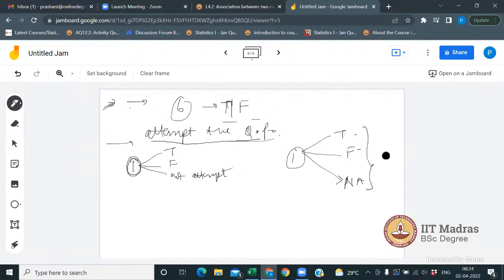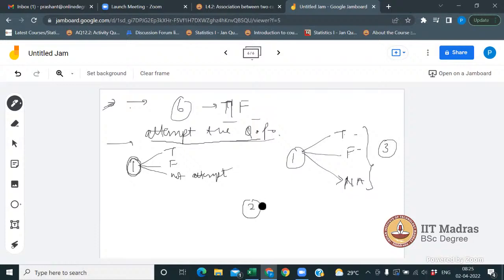Suppose you gave the quiz 2 paper, all of you. You had how many questions? I think 19. In how many ways can you attempt each question? You have 3 options: you can choose true, you can choose false, or you can not attempt. So you have 3 ways for the first question. Is it clear to everyone? Yes, sir.